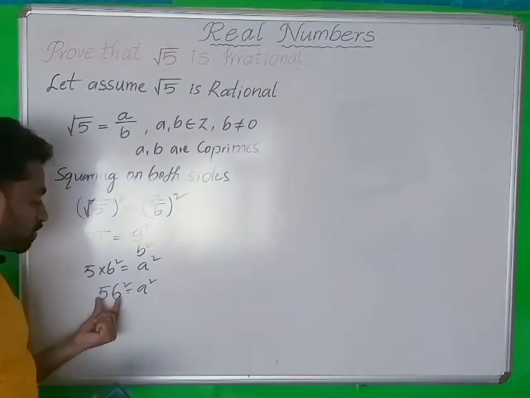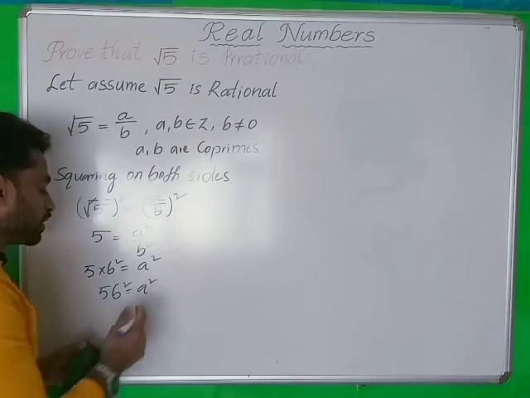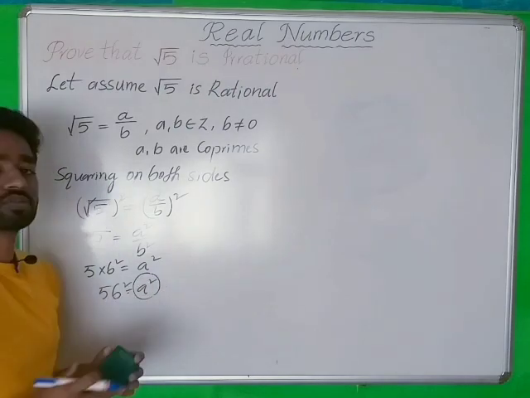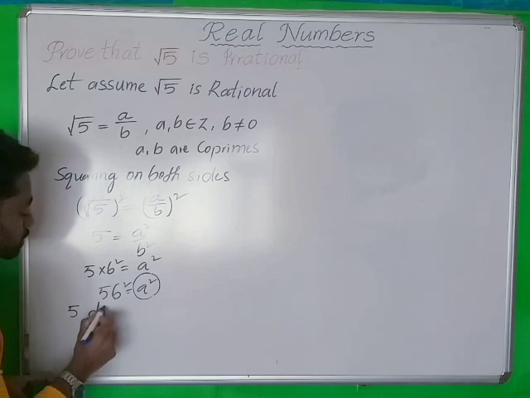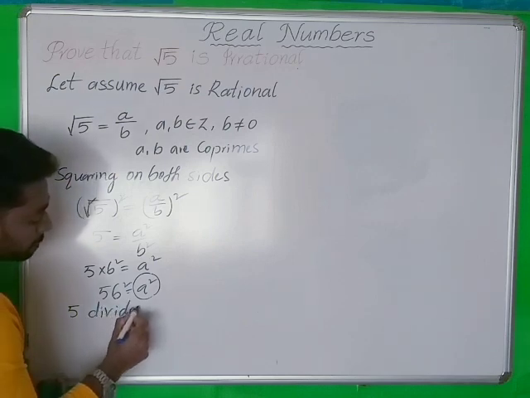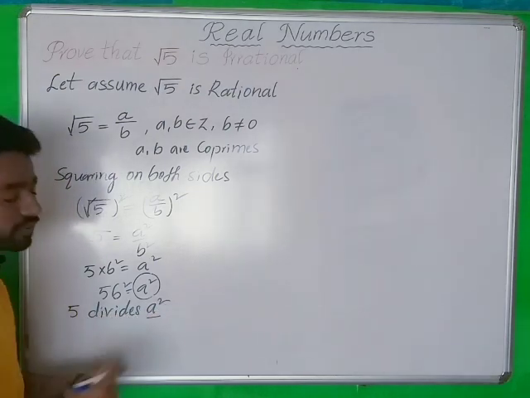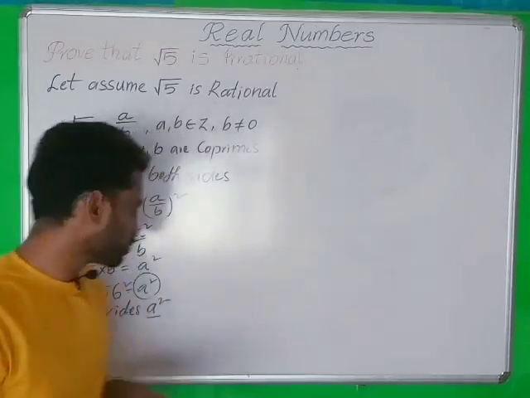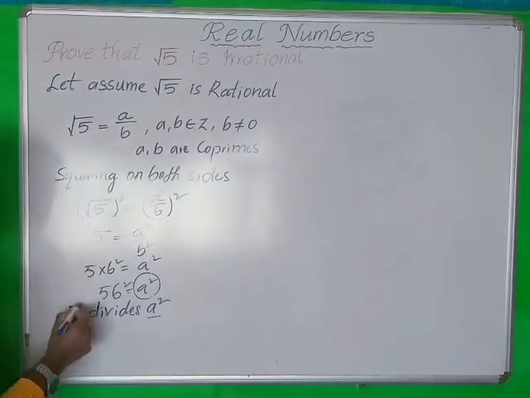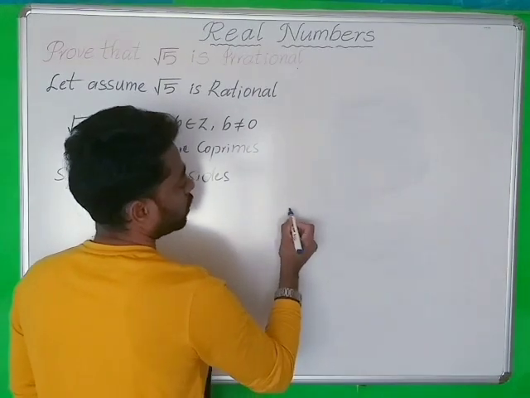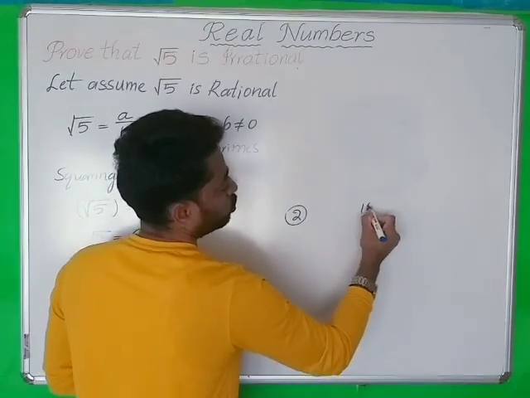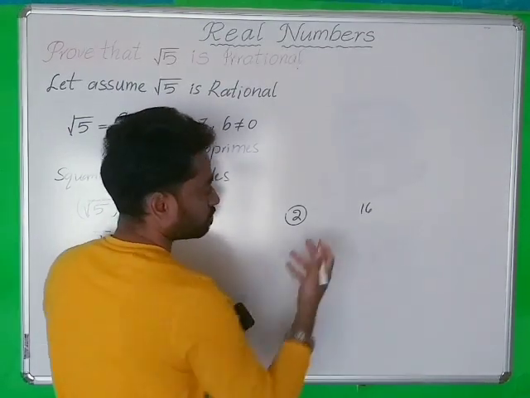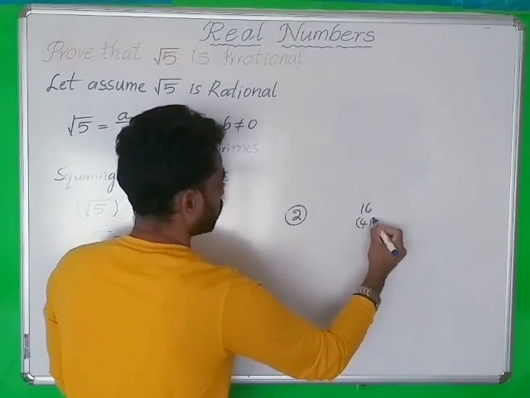Then we can understand 5b square equals a square, so at the same time a square is also divisible by 5. So here 5 divides a square. We have one theorem you need to understand. 5 is a prime number. So I am taking one example: 2 is a prime number and 2 divides 16 exactly. 16 is nothing but 4 square.